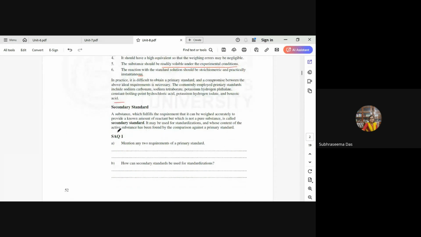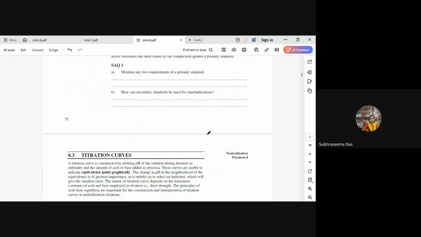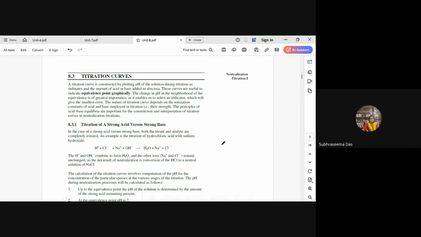The secondary standard is a substance which fulfills the requirement that it can be weighed accurately to provide a known amount of the reactant, but it is not a pure substance. So it is used for standardizations and its content of the active substance has been found by comparison against a primary standard. Then coming to titration curves.